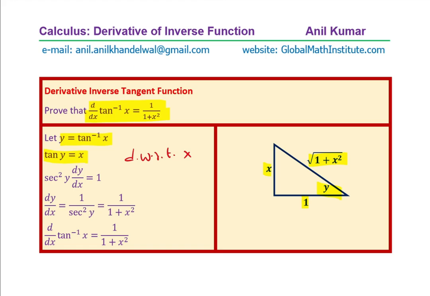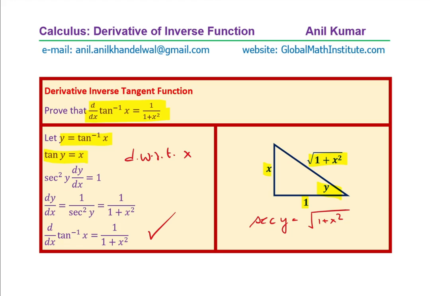We get the derivative of tan y is secant square y, dy dx equals 1. Isolate dy dx, we get 1 over secant square y. Substitute the value of secant y from here, right? Secant y is square root of 1 plus x squared. And when you square it, you get 1 plus x squared. Perfect. So that is how you get the derivative of tan inverse x. Got it?